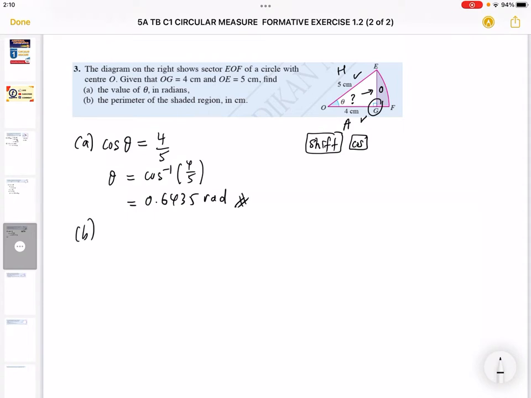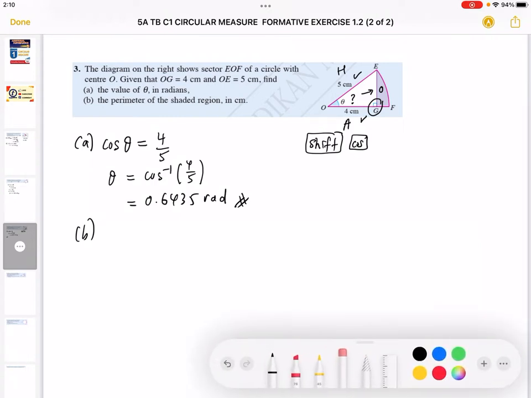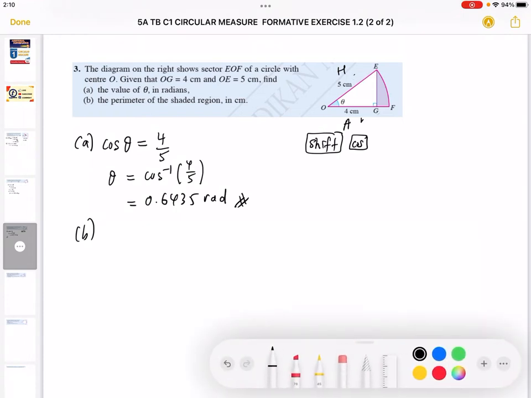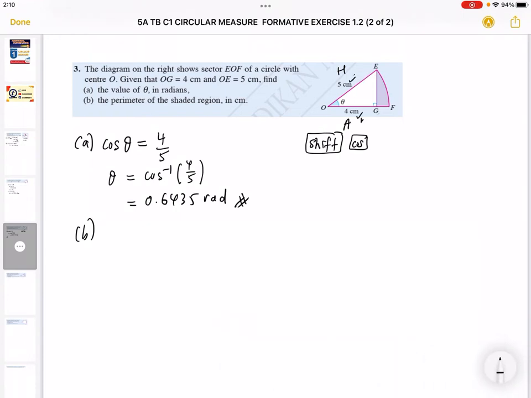So to find the perimeter, the next thing I need to do is find the length of the three sides that we're finding here. So number one, we know that if this is 4, this is 5, we can use Pythagoras theorem to find EG.